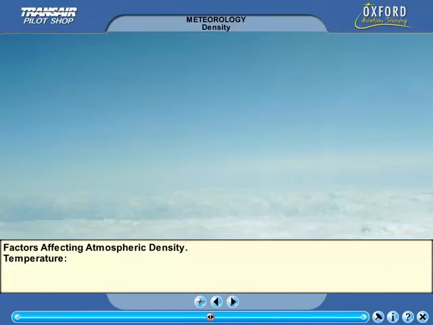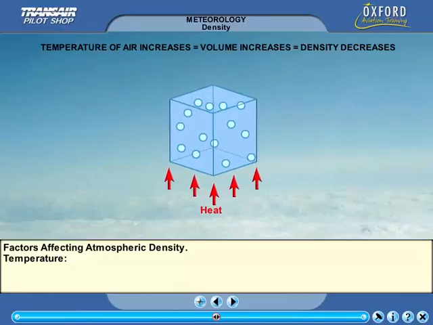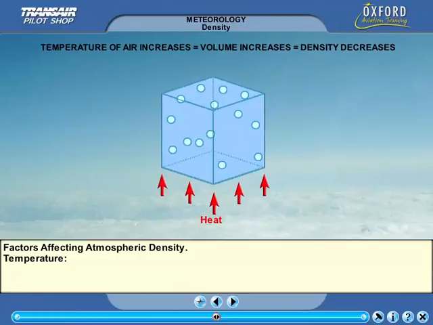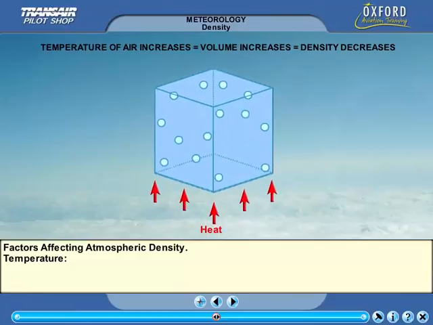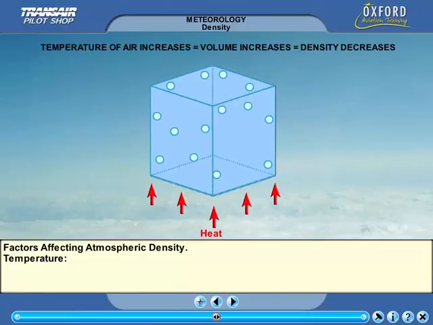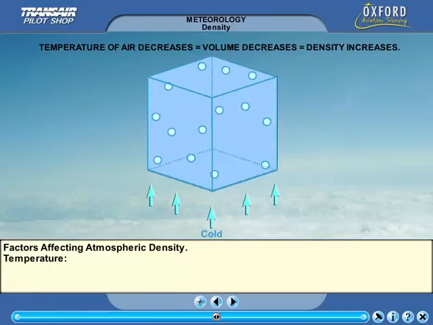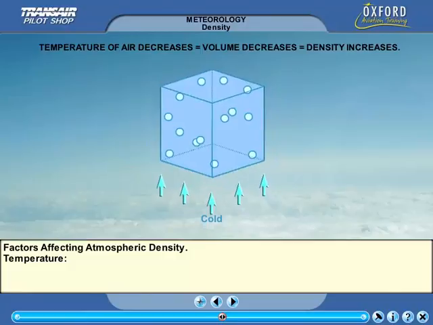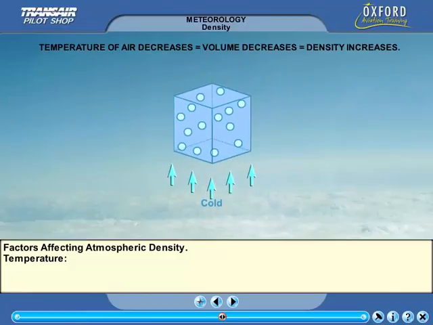The other main variable that controls density is temperature. Looking at the diagram, we can see that as we heat a parcel of air, the particles get excited and cause the parcel to expand. This reduces the density. Conversely, if we cool the parcel of air down, it will shrink, and the density will increase. Therefore, density is inversely proportional to temperature.